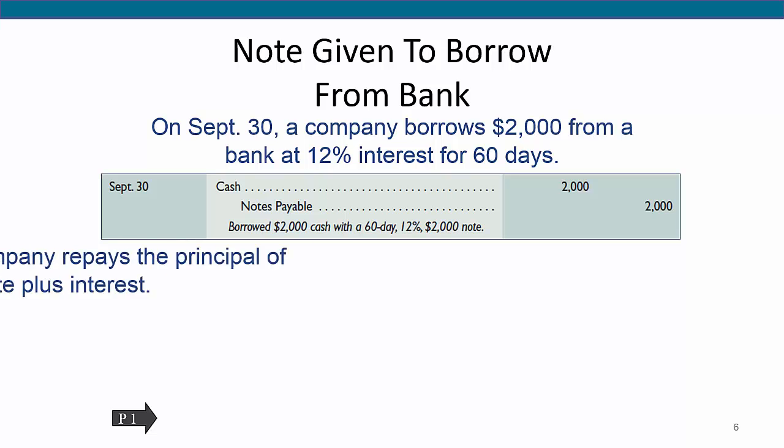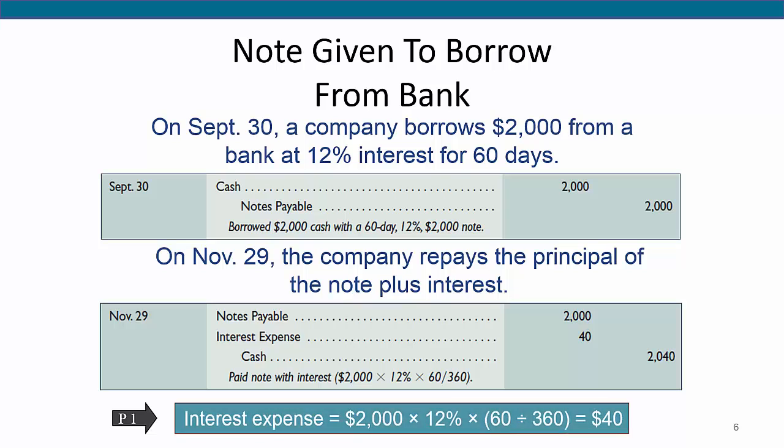On November 29th, when the note matures and is paid, we will debit notes payable for $2,000 to zero it out. We will also debit interest expense for $40. The $40 of interest expense is calculated by multiplying $2,000 times 12% and modifying the result for the length of time the note was outstanding during the year. That's 60 days divided by 360. To complete the entry, we need to credit cash for the total amount paid of $2,040.